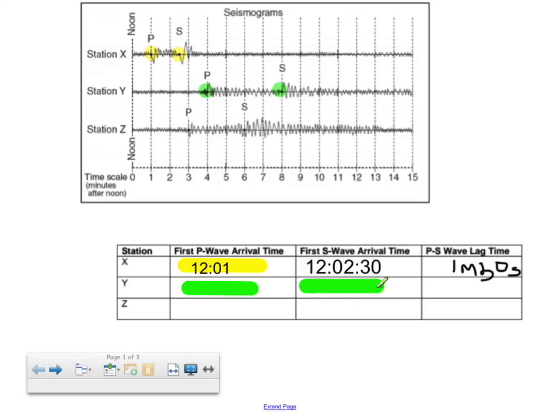What's the lag time, Aquarius? Between 12:04 and 12:08, how much time has passed? 4 seconds. Between 12:04 and 12:08, Antasia, how much time has passed? 4 minutes.